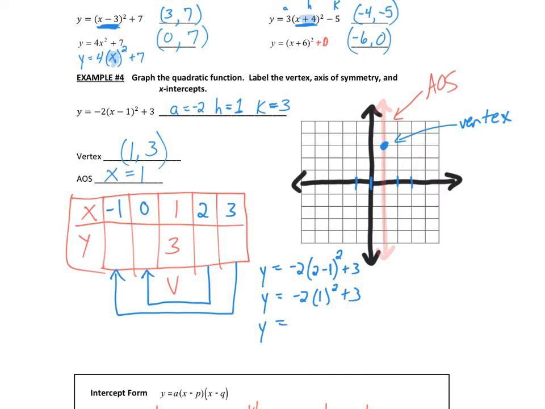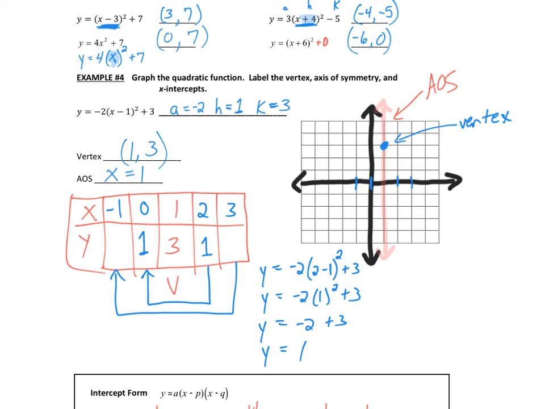And you could just type this in your calculator now. 1 squared is 1. 1 times negative 2 is negative 2. So we will get y equals positive 1. So when we put in 2 for x, we got y equals 1. And then remember that it's symmetric, so over here is also going to be 1.